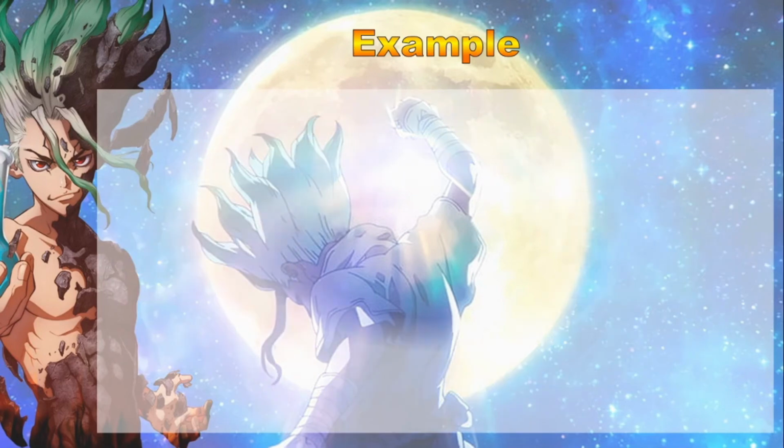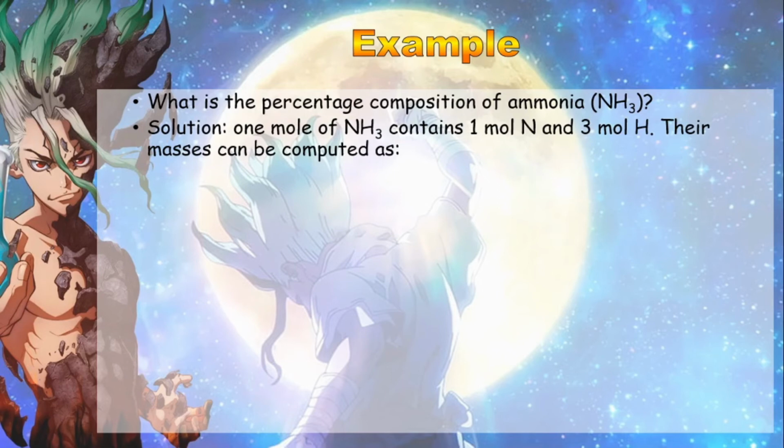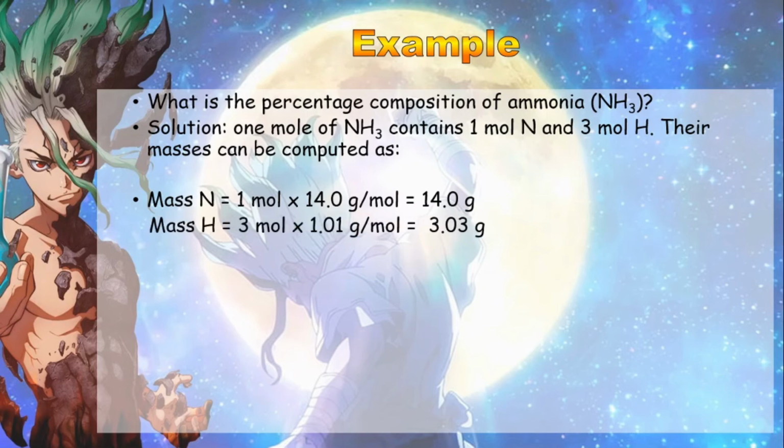Example: what is the percentage composition of ammonia? The chemical formula of ammonia is NH3. Solution: 1 mole of NH3 contains 1 mole of nitrogen and 3 moles of hydrogen. Their masses can be computed as, for nitrogen, 1 mole times 14.0 grams per mole is equal to 14 grams. The mass of hydrogen is equal to 3 moles times 1.01 grams per mole, which is 3.03 grams.